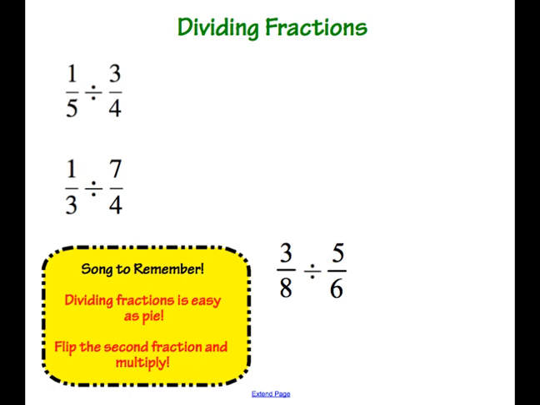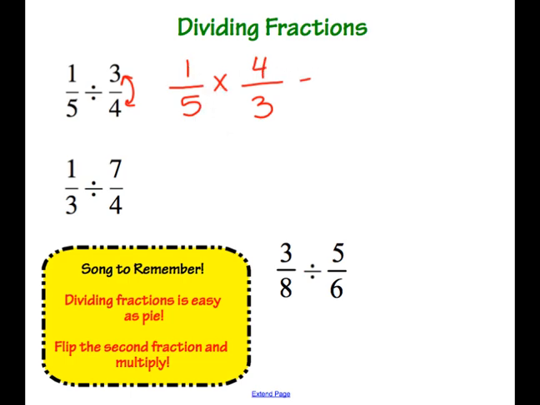So what that means, looking at the first example here, is that the first fraction is going to stay the same. But the second fraction, we're literally going to flip the numbers in the fraction. So instead of 3/4, this second fraction is going to be 4/3. So it says flip the second fraction and multiply. Now we're just going to go ahead and multiply fractions like we learned how to do previously.